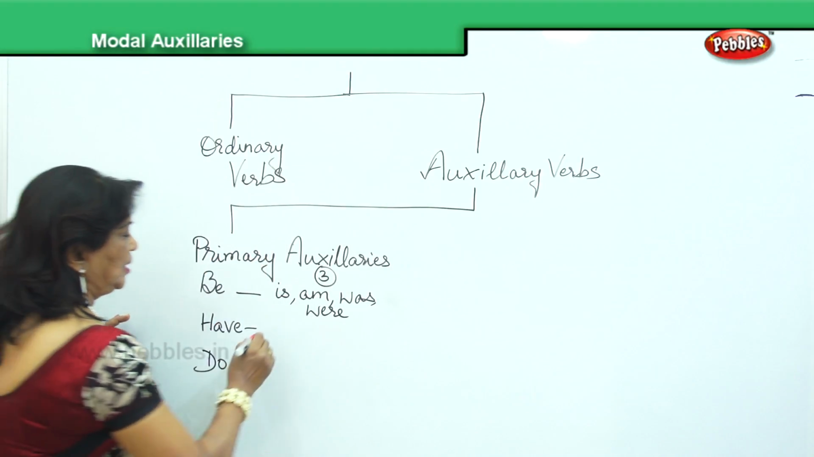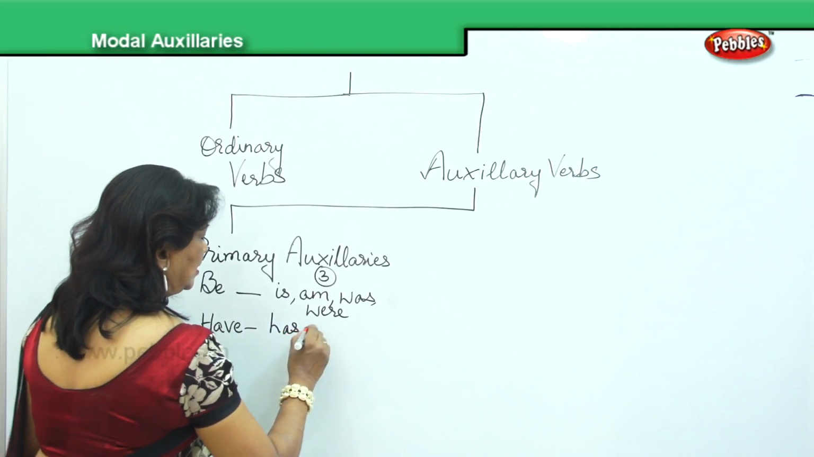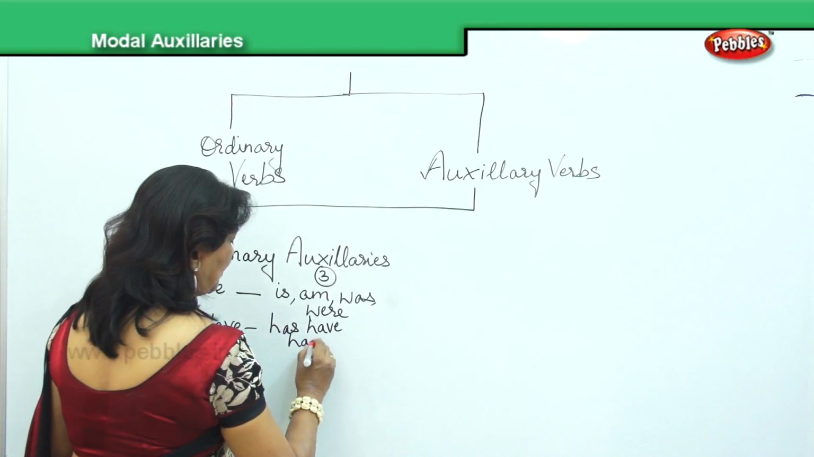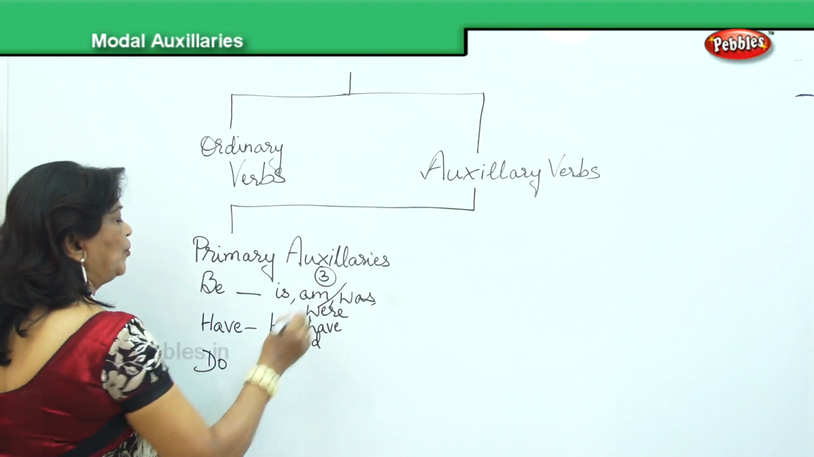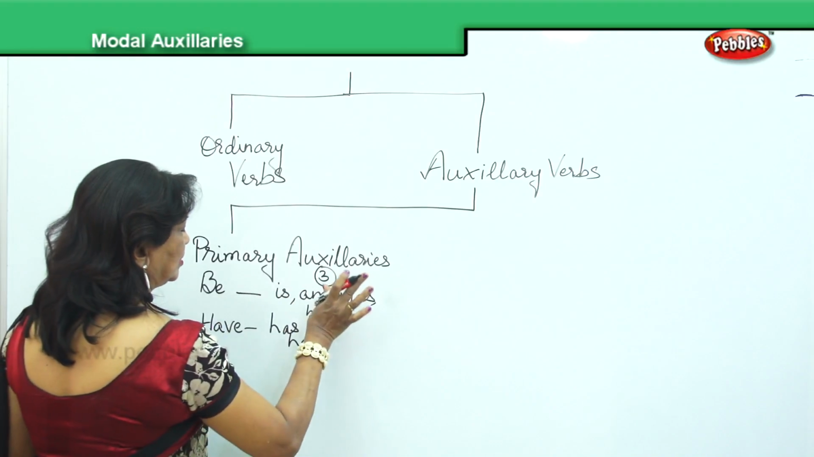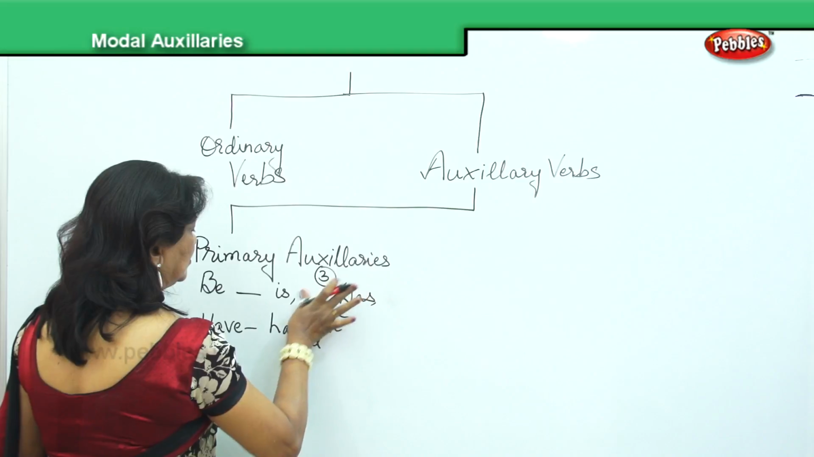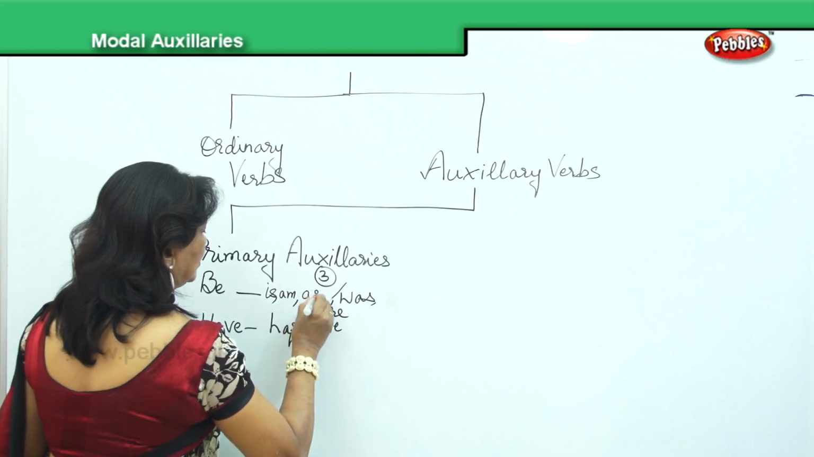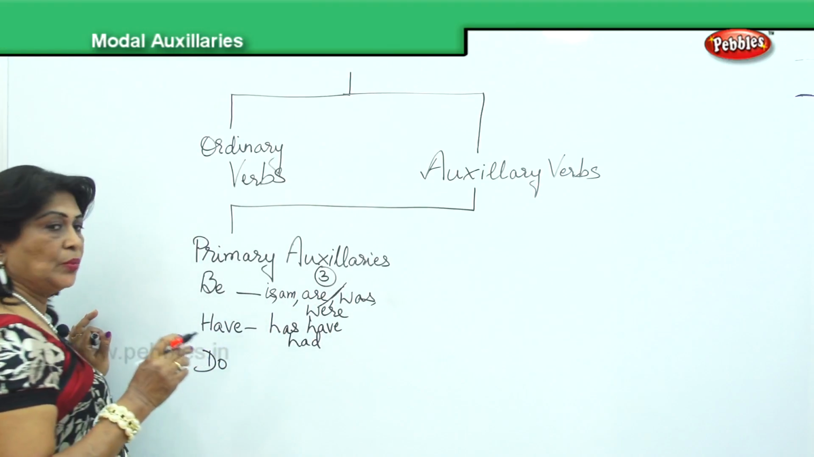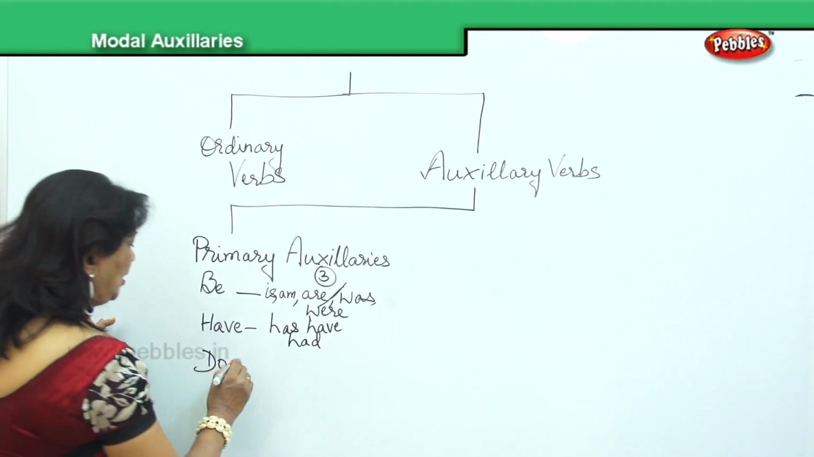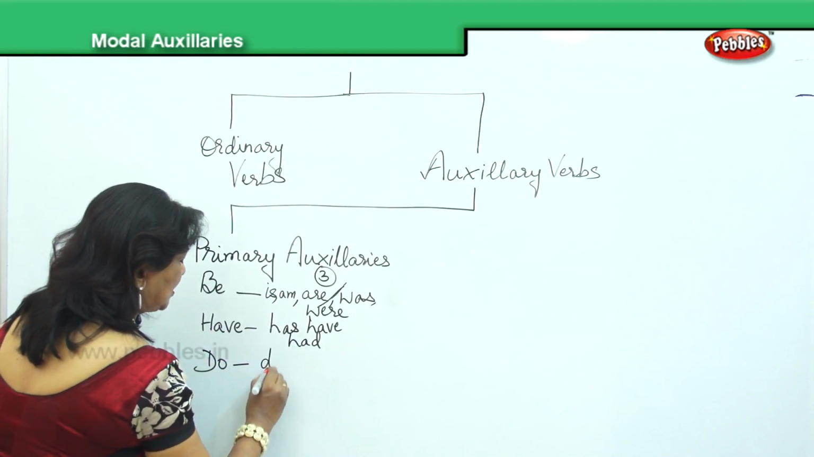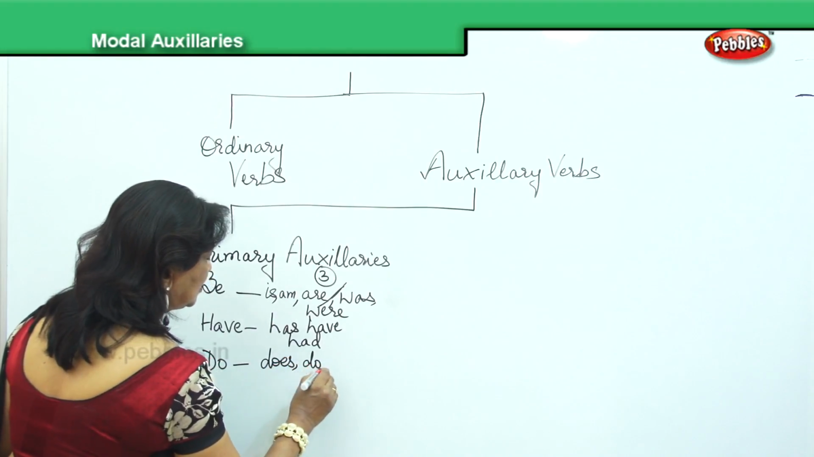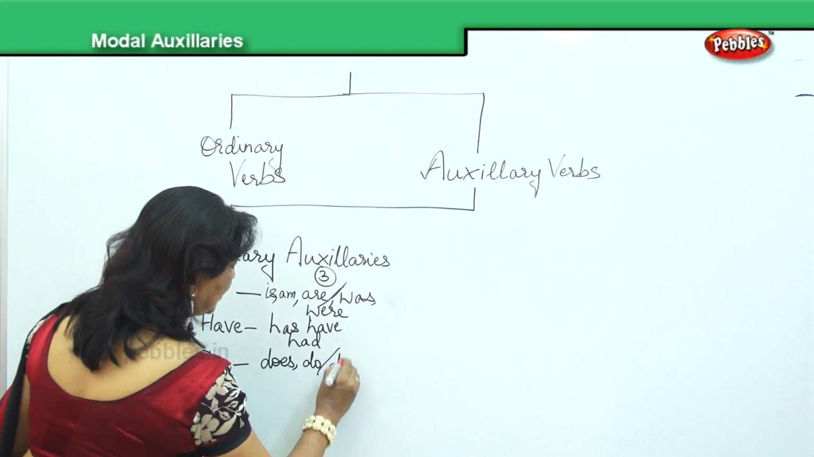Have is has, have for present tense, and had for past tense. Is, am, are for present tense, and was and were for past tense. Okay, and do. Do is does and do for present tense, and for past tense did.